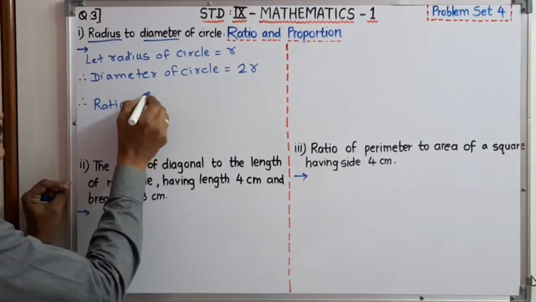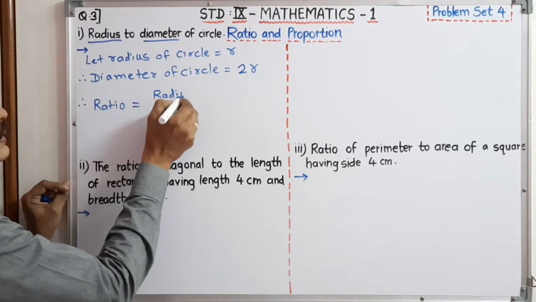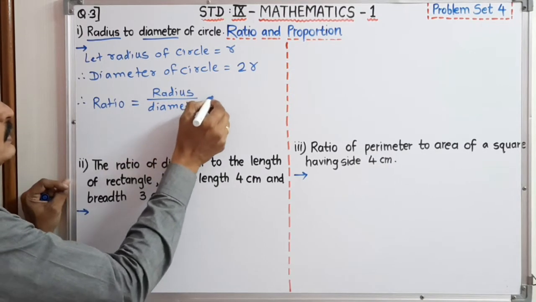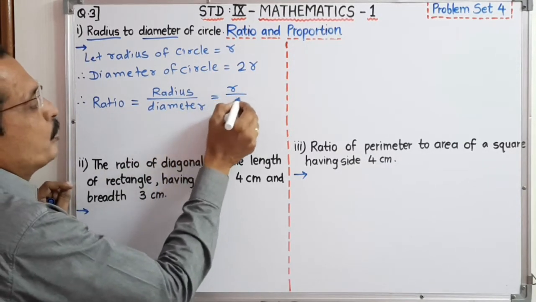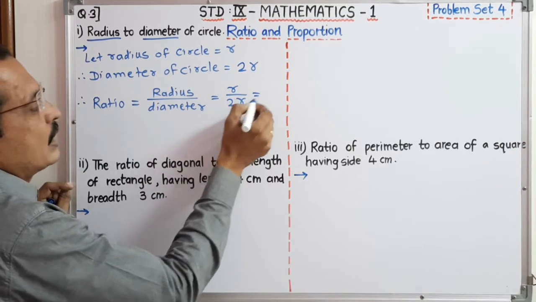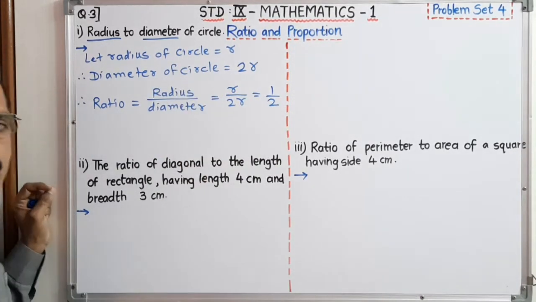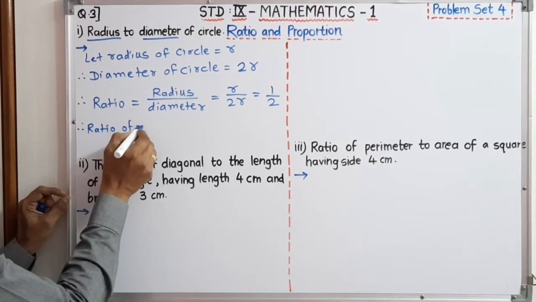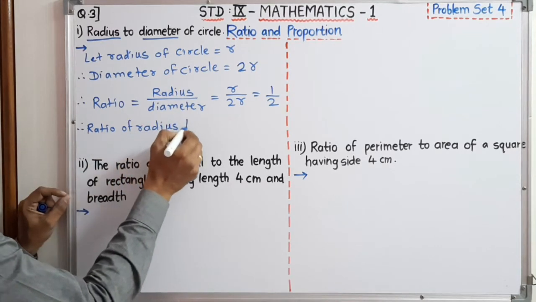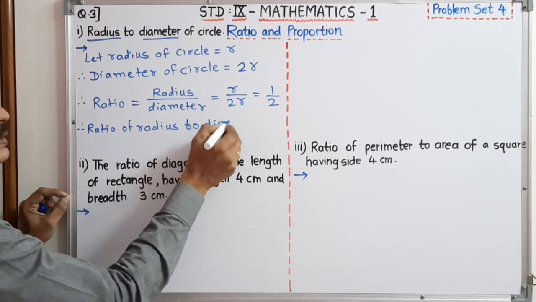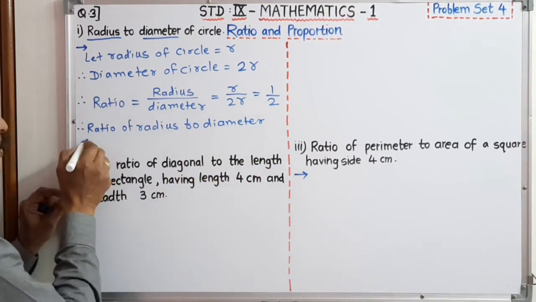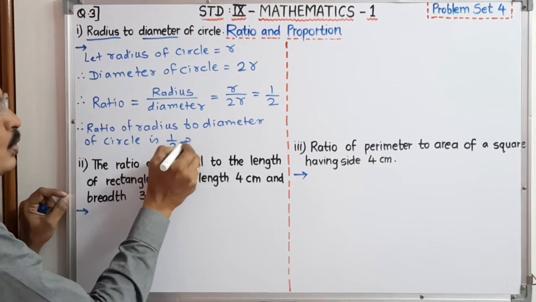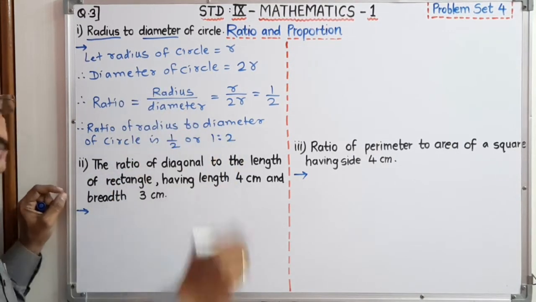Ratio is equal to radius upon diameter, which is equal to r upon 2r. Therefore, this r gets cancelled. It is 1 upon 2. Therefore, dear student, the ratio of radius to diameter of a circle is 1 upon 2, or we can write 1:2.